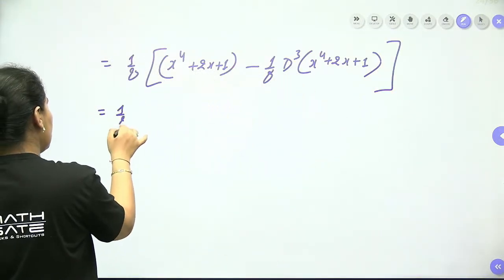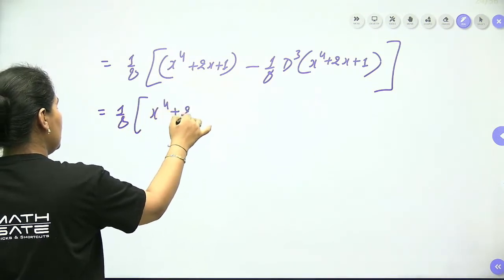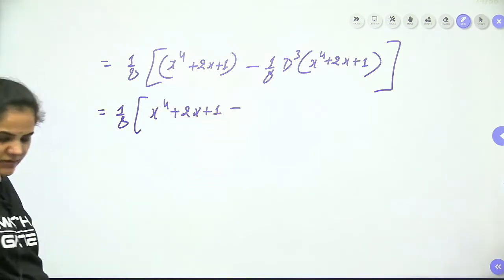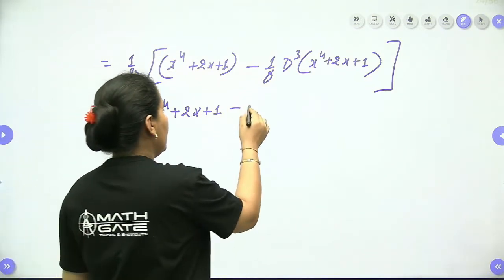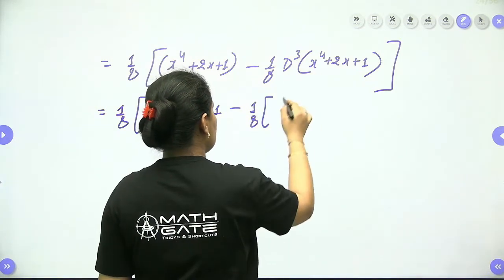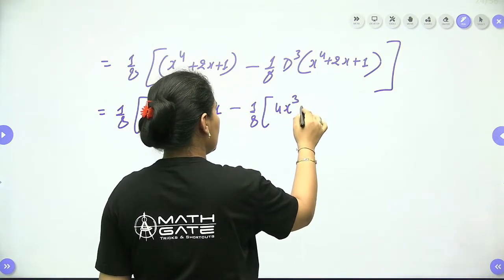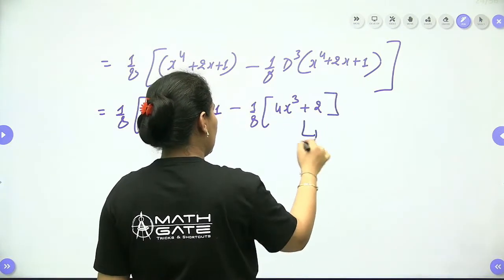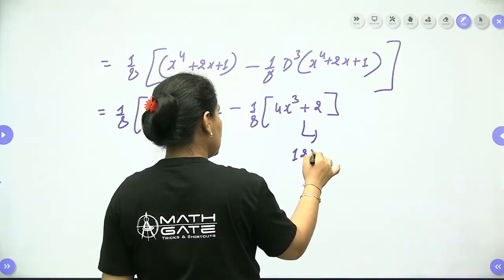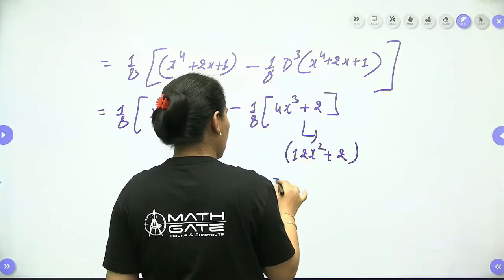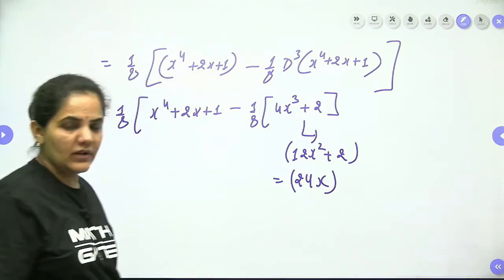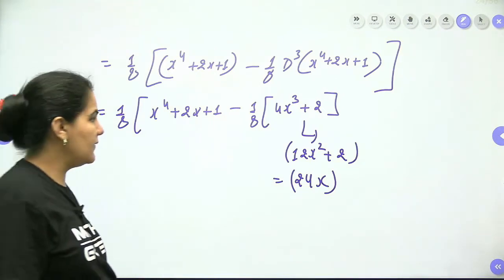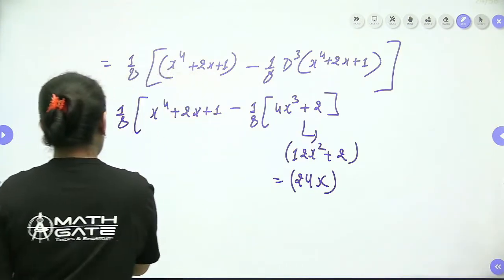It will be 1 by 8, my dear students. It is the same, x power 4 plus 2x plus 1 only. So when we approach it, it will be 1 by 8. The first time it will be 4x cube plus 2. The second time when we differentiate, it is 12x square plus 2. And the third time when we differentiate, it is 24x only. So we can write down here the third time it will be 24x.